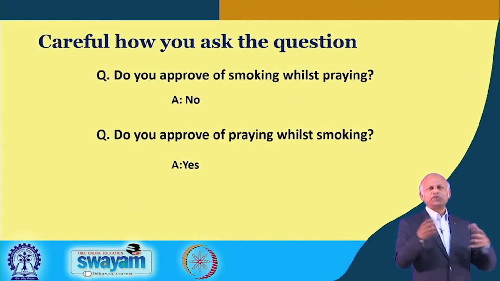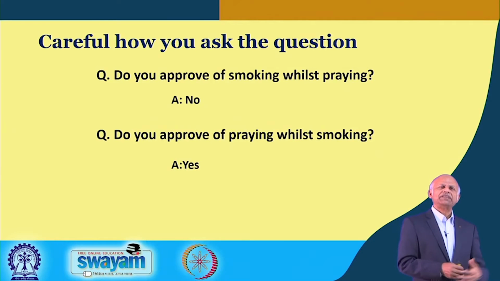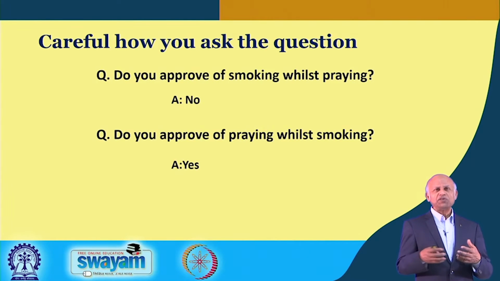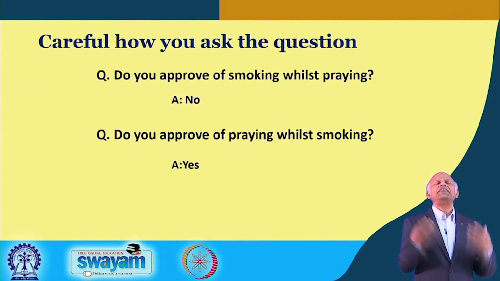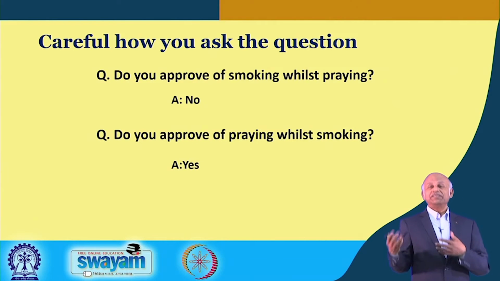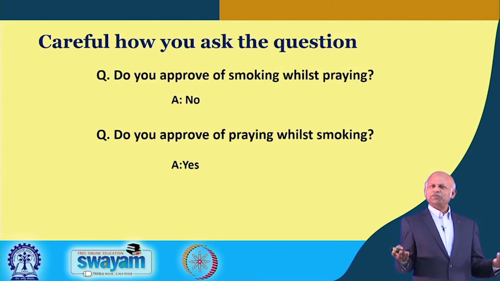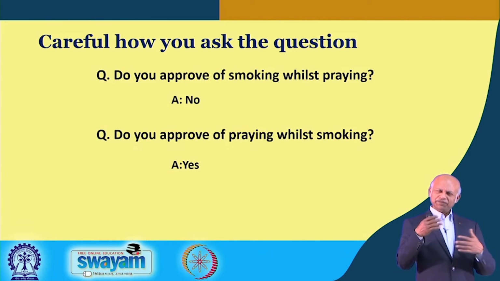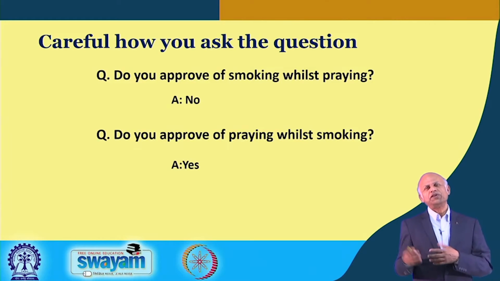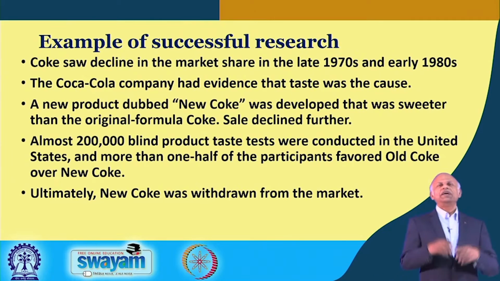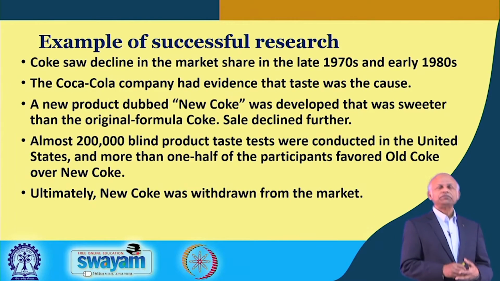Just look at this. It's a wonderful example. I took it from some other slide. Do you approve of smoking while praying? If you say smoking while praying, people say no, not at all. They will react very negatively. But if you say, do you approve praying while smoking? They will say, why not? When I am smoking, I will just pray. This is perfectly okay. So, the same question given in two contexts gives exactly the opposite answer. So, one should be very careful about phrasing the question.